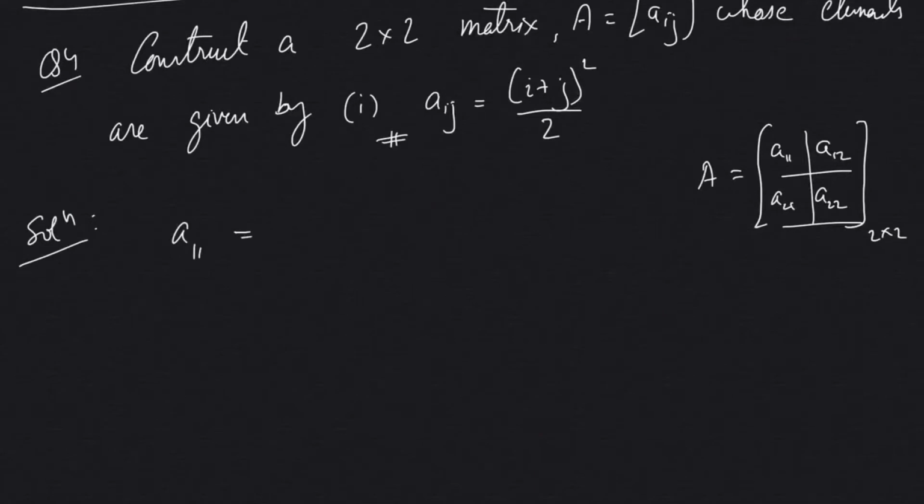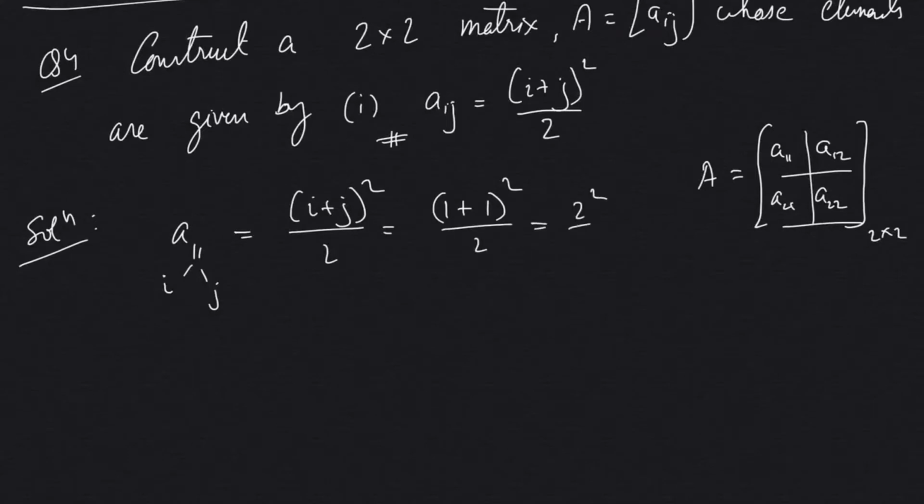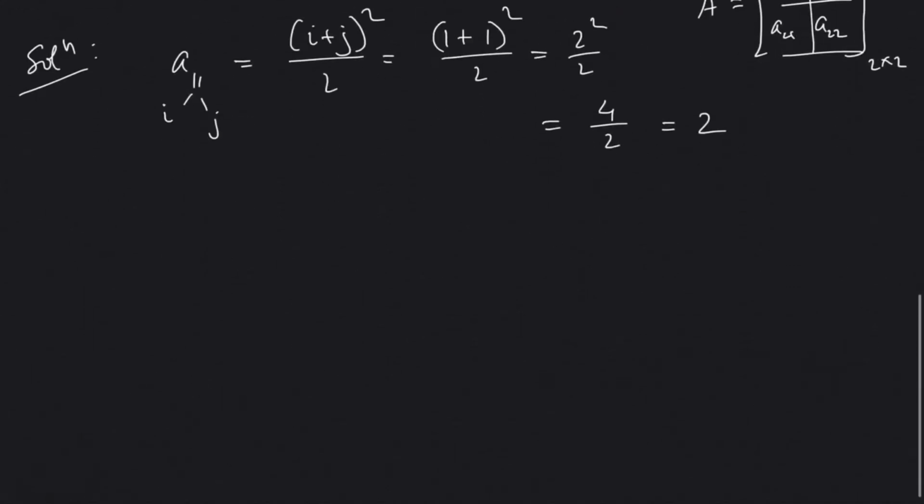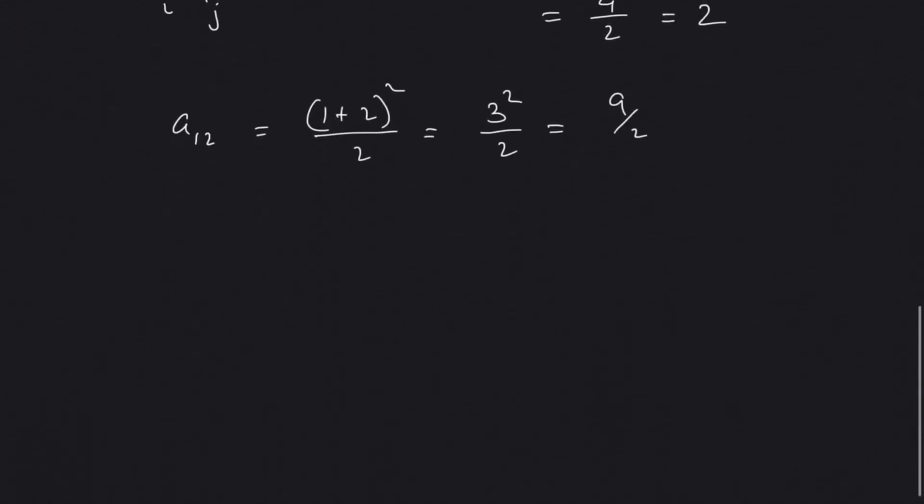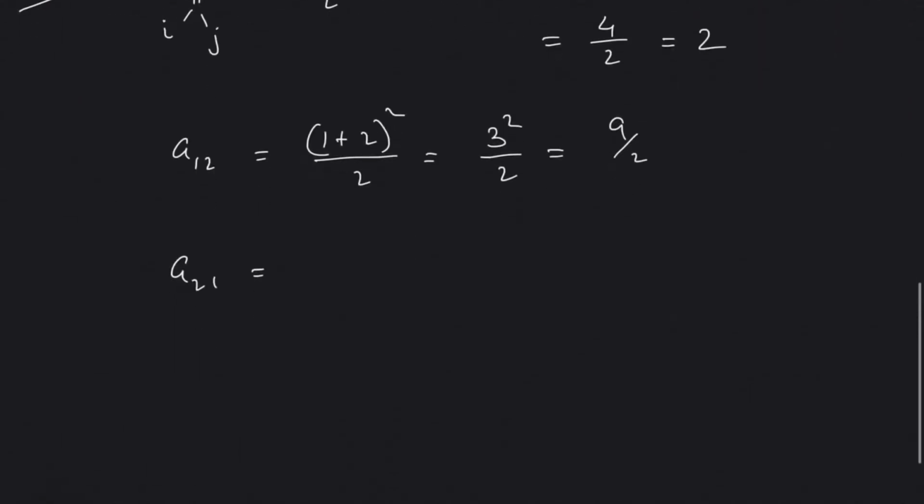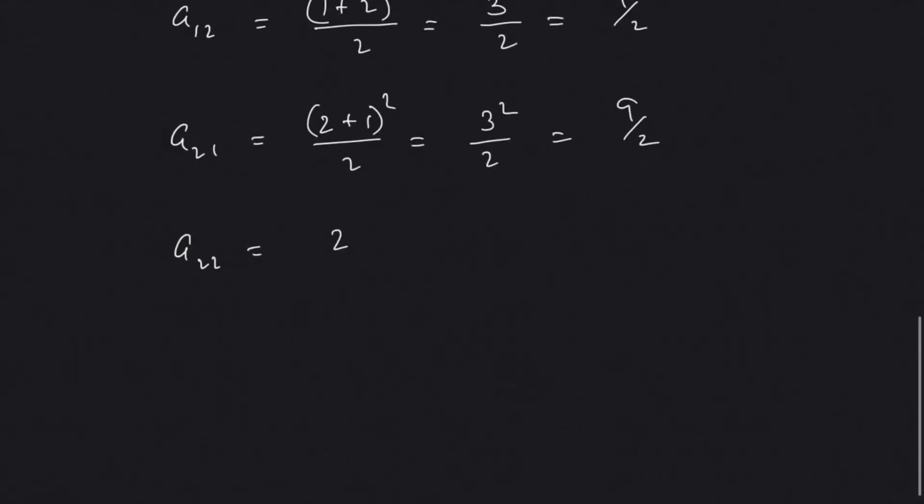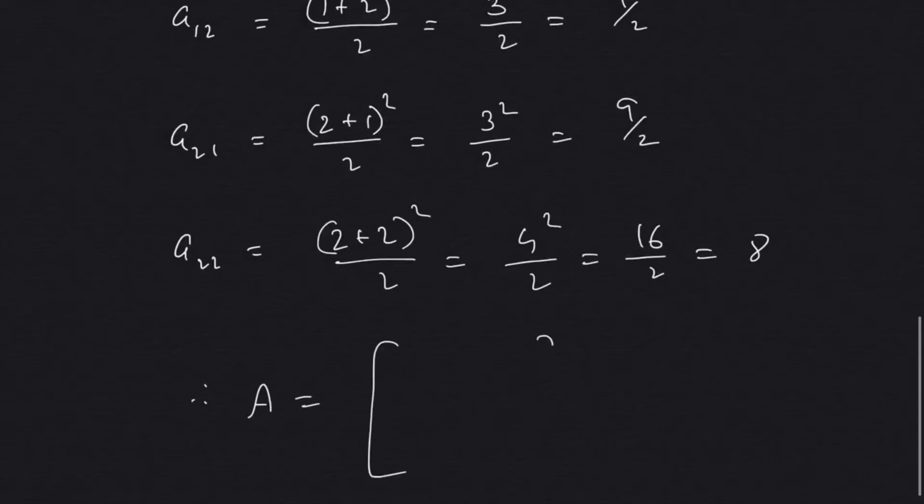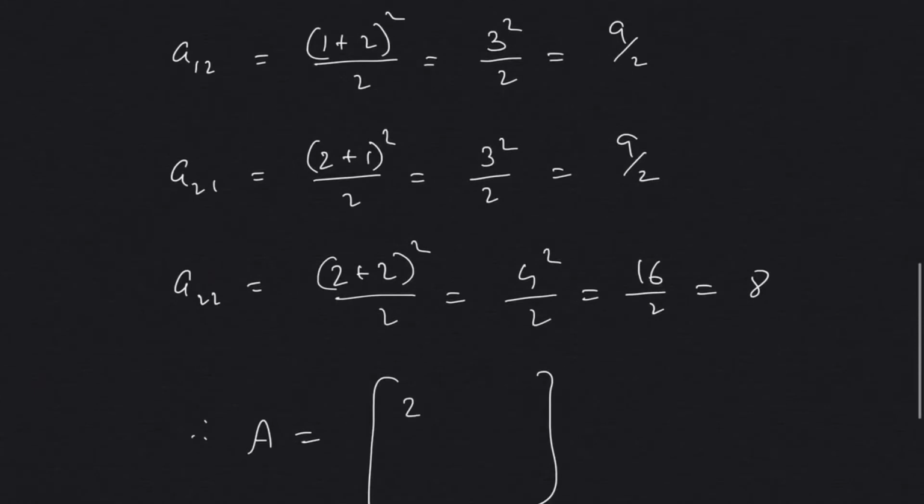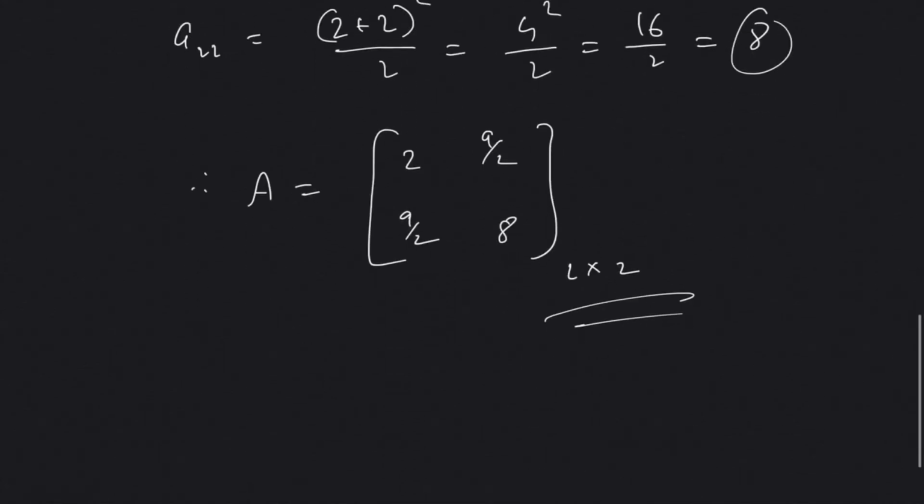Now Aij, the general term, is given to us. So A11: i is 1, j is also 1. If we substitute in this general term, it's (1 plus 1) whole square divided by 2, 2 square by 2, that is 4 by 2. So that will be 2. Next, first row, second column: (1 plus 2) whole square, so 3 square by 2, that is 9 by 2. Then second row, first column: (2 plus 1) whole square divided by 2, 3 square by 2, that is again 9 by 2. Lastly, second row, second column: (2 plus 2) whole square by 2, 4 square by 2, 16 by 2, that will be 8. So therefore, our required matrix of order 2 by 2 shall be 2, 9 by 2, 9 by 2, 8. So this will be our solution.